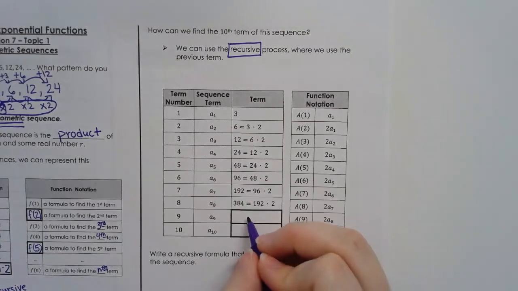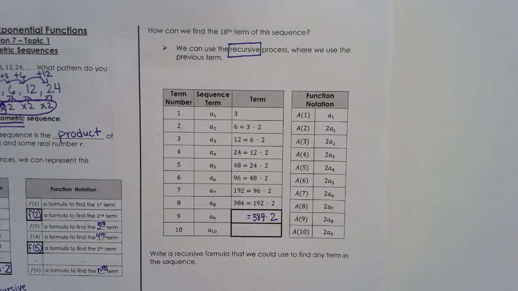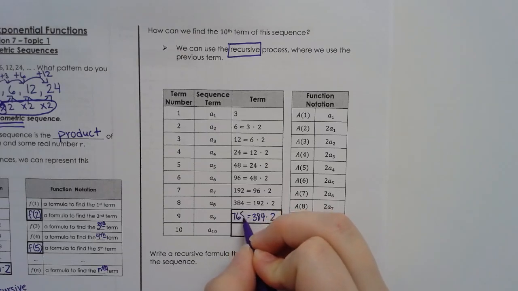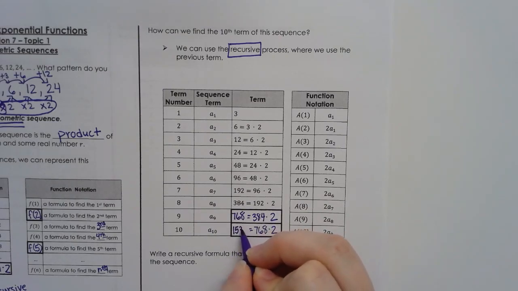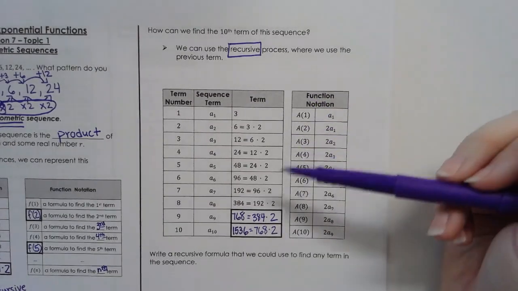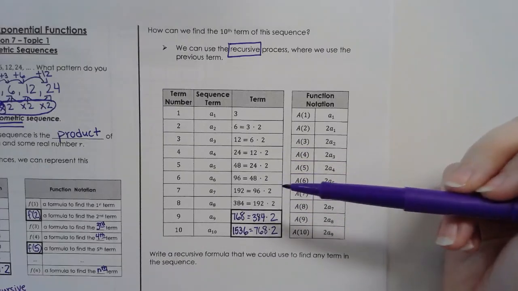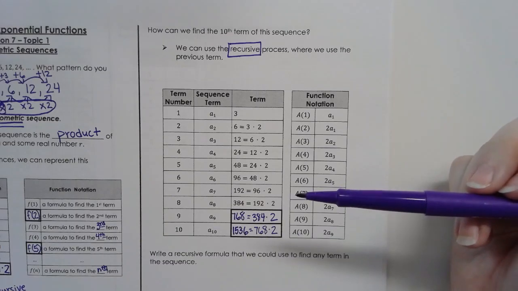So then, for this one, we would say 384 times 2, which would give us 768. And then what do you think we would do for this last one? You're right. 768 times 2 would give us 1,536. So for every one of these, we just multiplied the term before it by 2, because in this one, 2 is my common ratio. 2 is not always my common ratio, but for this one, it is.